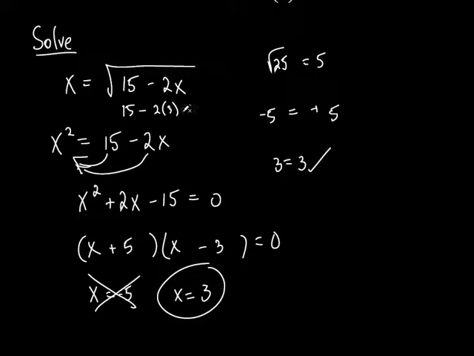So the trick on this problem is not just solving for x, but once you get your answers, you've got to plug them both back in to see if that answer actually works. Because sometimes both of the answers actually do work. Sometimes only one of them works, and then sometimes none of them work. Does that make any sense?